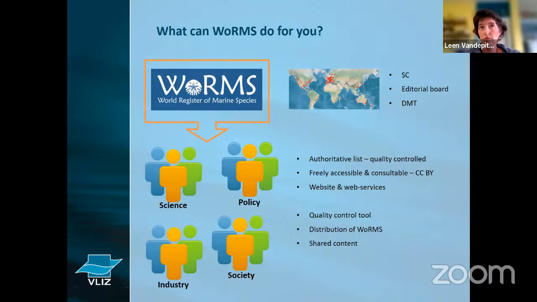And we do not only offer our content through the website, but also through web services, which allows easy machine-to-machine communication. Overall, WORMS is being used as a quality control tool already by many people, institutes, projects, and initiatives to verify, for example, the use of taxonomy in their own lists and databases. And there are also other global registers that are offering their content to WORMS so that WORMS can become more complete.